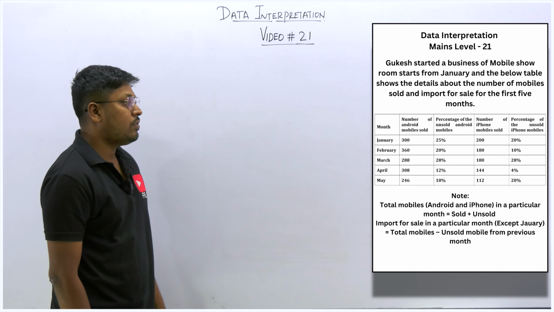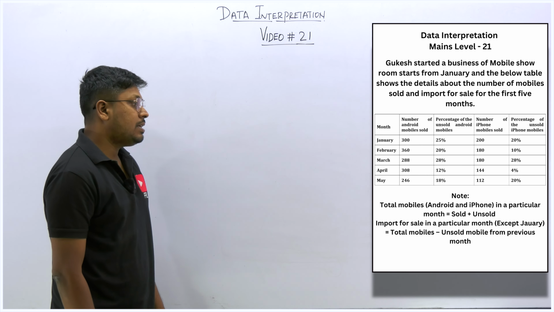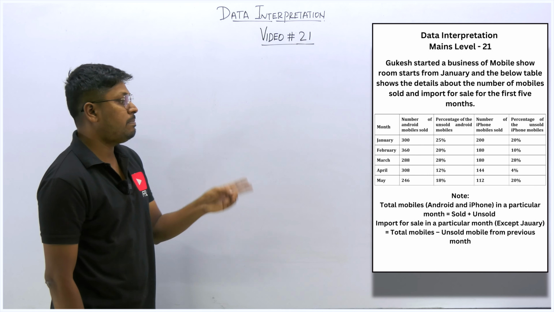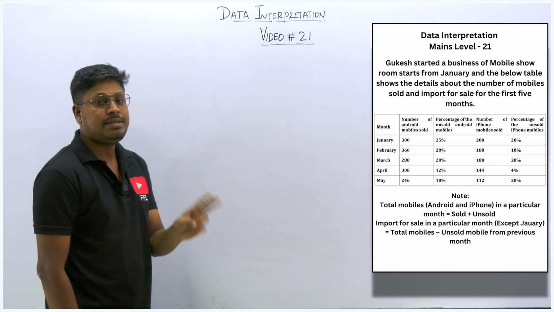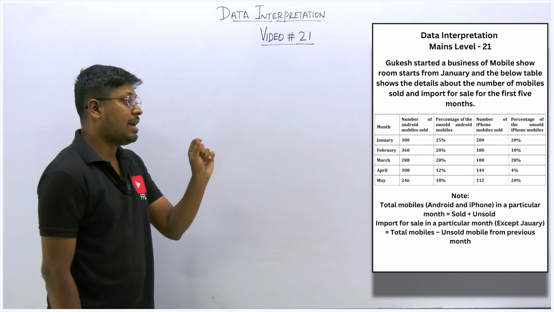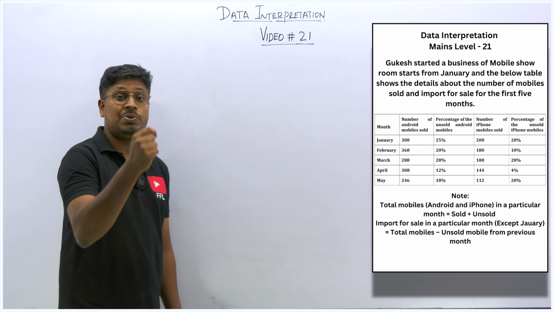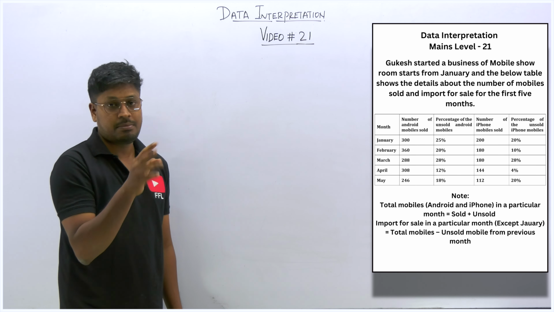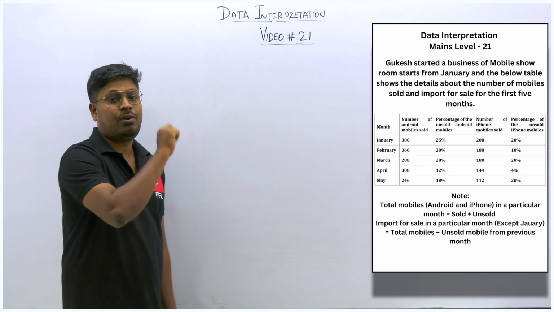And import for sale for the first 5 months. The point they have given is that total mobiles, Android plus iPhone, in a particular month will be sold plus unsold. So sold and unsold will be the total number of mobile phones available in that month. Then they have given another point: import for sale in a particular month is equal to total mobiles minus unsold mobiles from the previous month. So to find the import for sale in a particular month, it is the total mobiles in that month minus the unsold mobiles in the previous month. Once you subtract both values, the result will be the import for sale in that month, right?